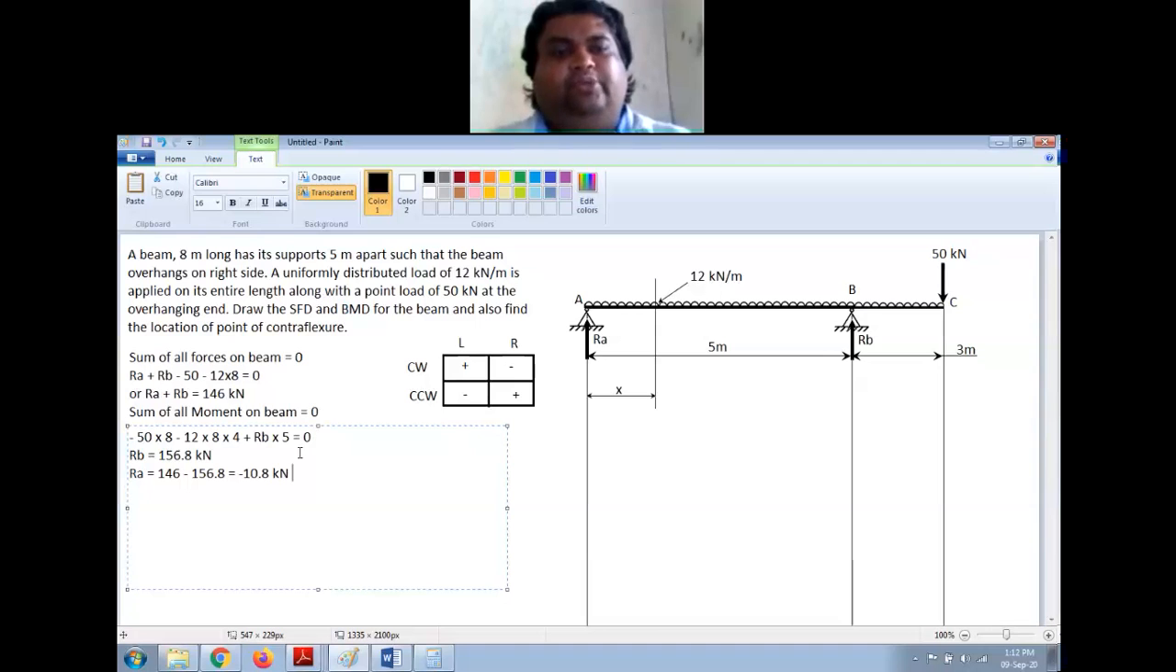Now what does this mean? This negative sign indicates the direction I have assumed is not correct for RA. RA is downwards, not upward. Did that answer your question?